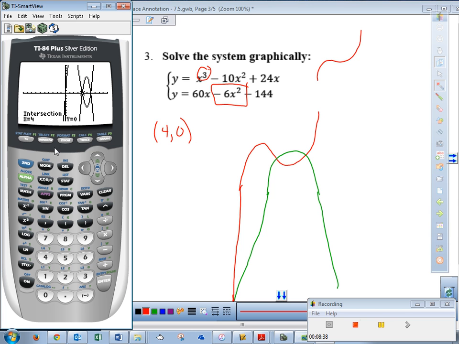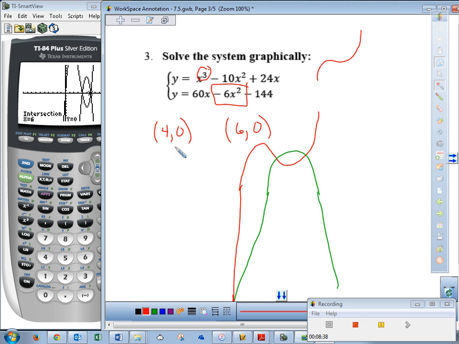Now I'll do that again. Second, calculate, intersection, first curve, enter, second curve, enter. Guess, I have to move my cursor closer to that other place of intersection. I'll bet it's at 6, 0. 6, 0. But now the fun part. We've got to find that third place.